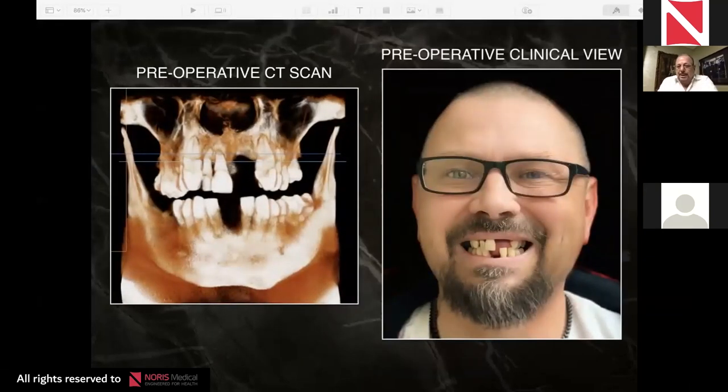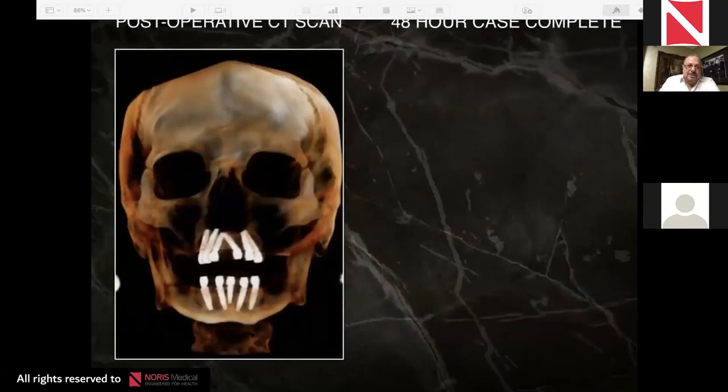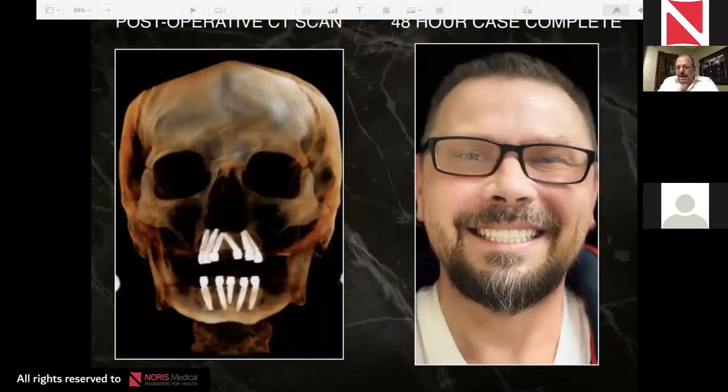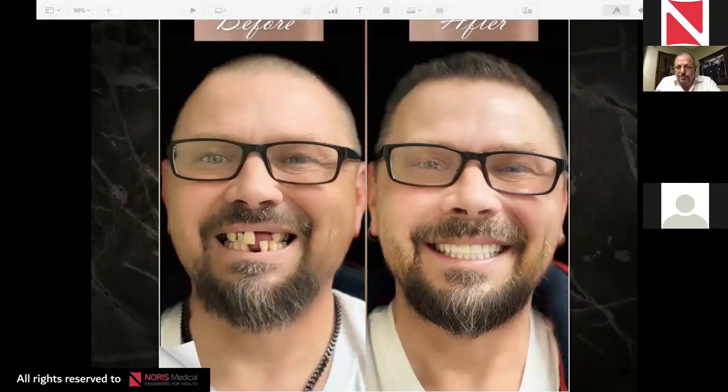There's another, this is Mikey. Mike is a good guy, a boxer. For years he didn't do anything for his teeth. And then finally, when he came in to see me, he was like, listen, I want my teeth. I want them now. And we had a really good relationship between him and me. Here's his post-operative scan. Here's 48 hours later when he got his teeth. You can see a little ecchymosis under the eyes still. But if we look at this case before and after, this is a beautiful, beautiful procedure.